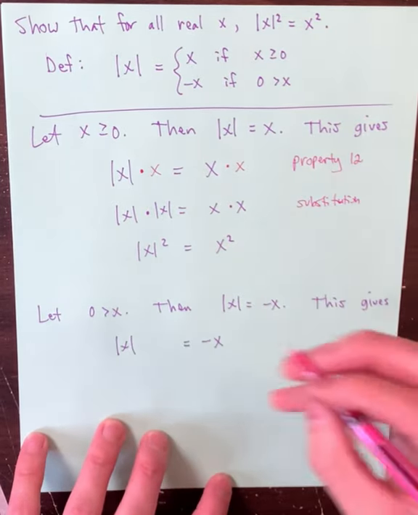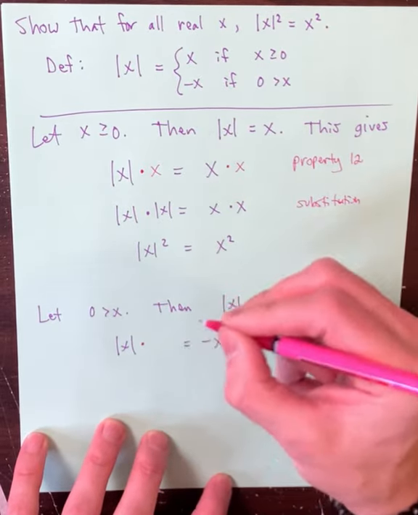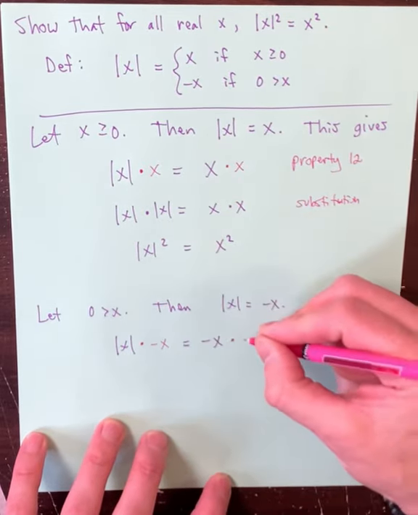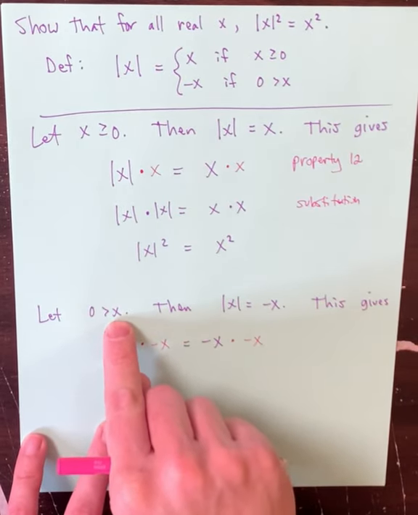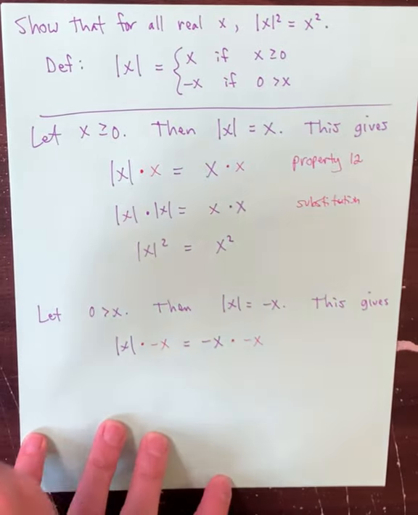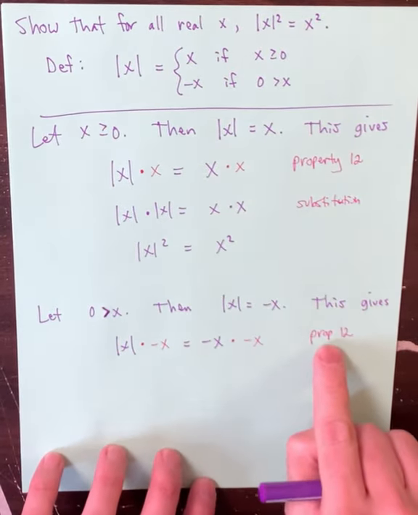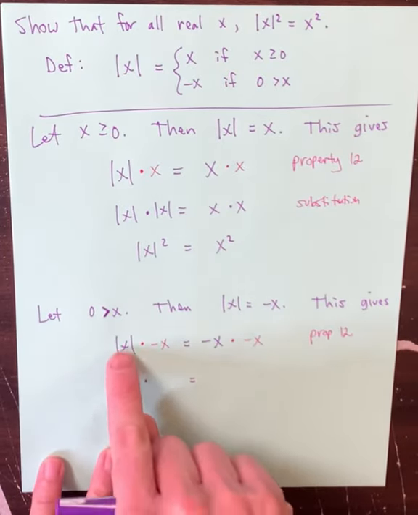Now here I choose to multiply again by a positive quantity. I am going to multiply by negative x, because I know that x is negative itself, right? X is less than zero, x is negative. So that means that negative x is actually positive. And so really I've just applied property 12 all over again, like we did in the first case. Let me keep that the same.